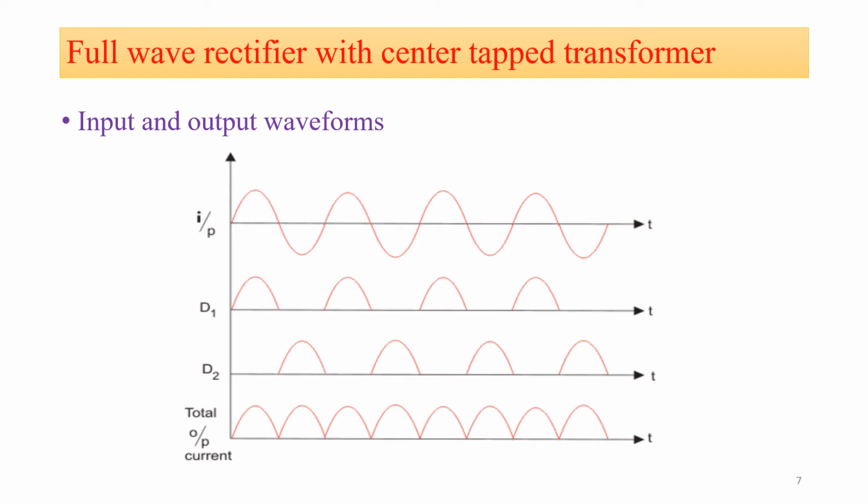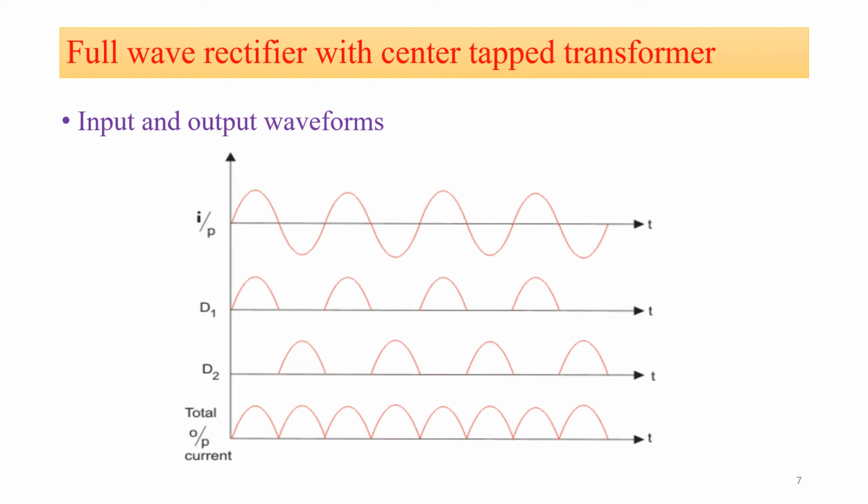As we know, now if we consider the positive half cycle of the input signal, for each positive half cycle our diode D1 will be in forward bias condition. That's why current will flow through the diode D1. The second waveform indicates the current is flowing through the diode D1 only for the positive half cycle, and for the negative half cycle it is equal to 0.